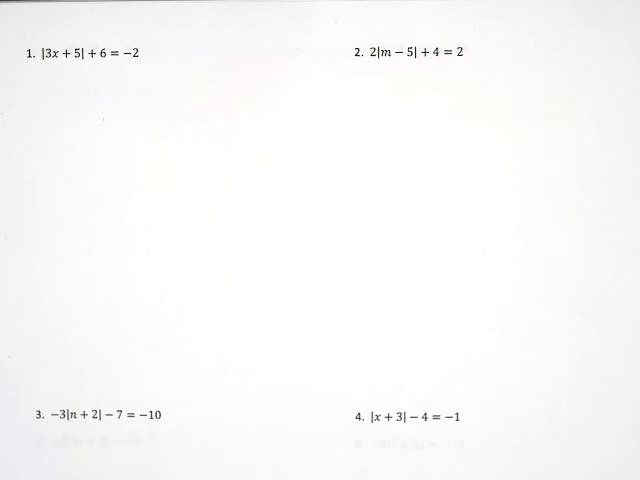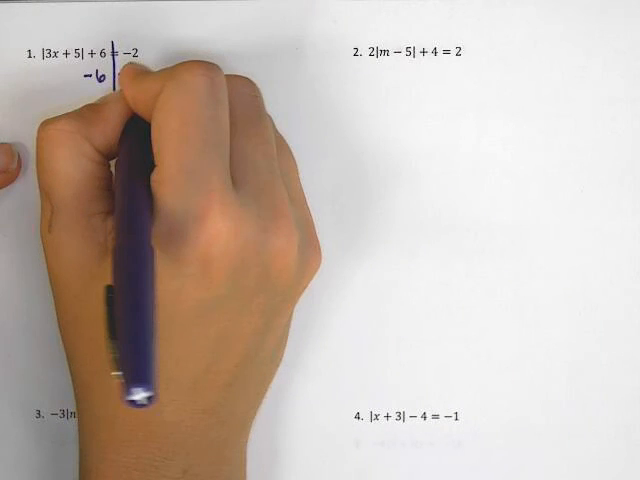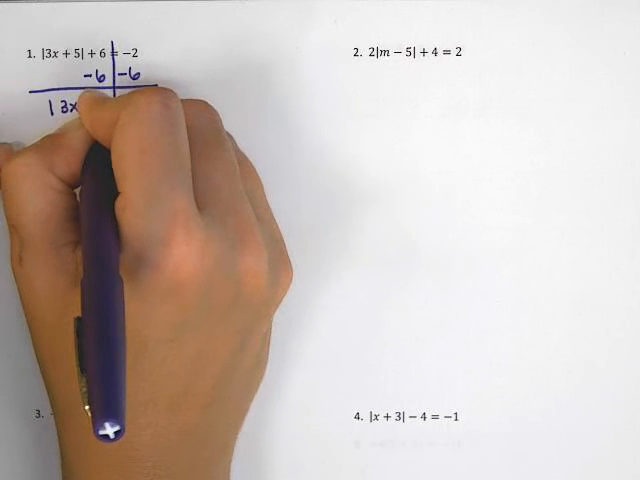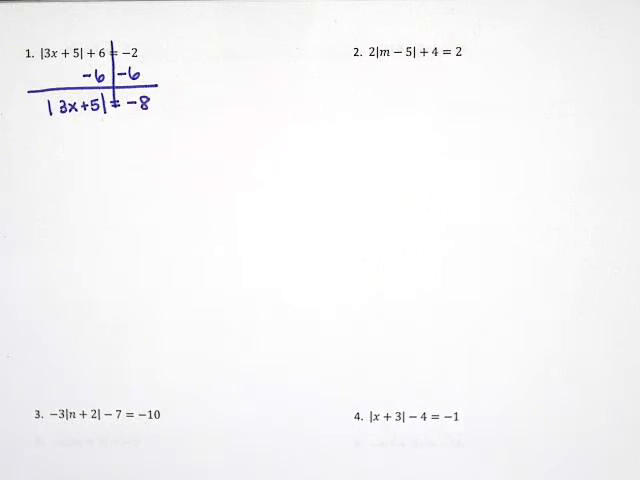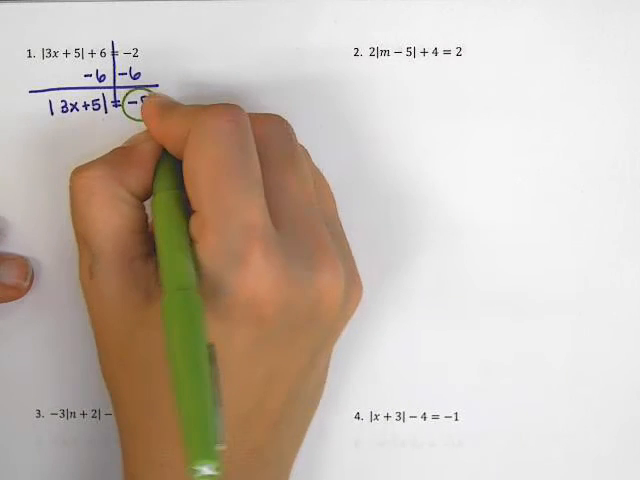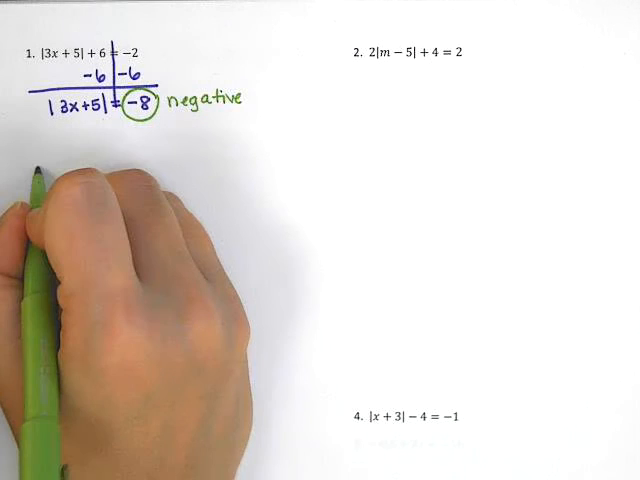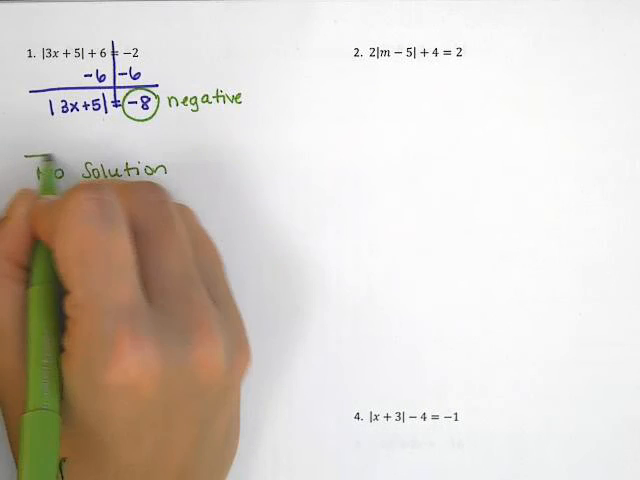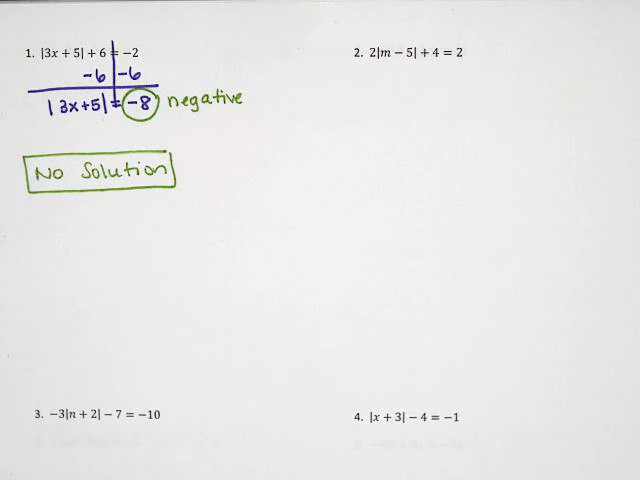All right, so problem 1. First step, isolate the absolute value. So in this problem, that means I need to subtract 6 on both sides, which means I get the absolute value of 3x plus 5 equals negative 8. Now right away, I go, uh-oh, this is a negative number. Therefore, the answer is no solution, and I'm done. I like these problems, nice and short. Let's try another one. Number 2.